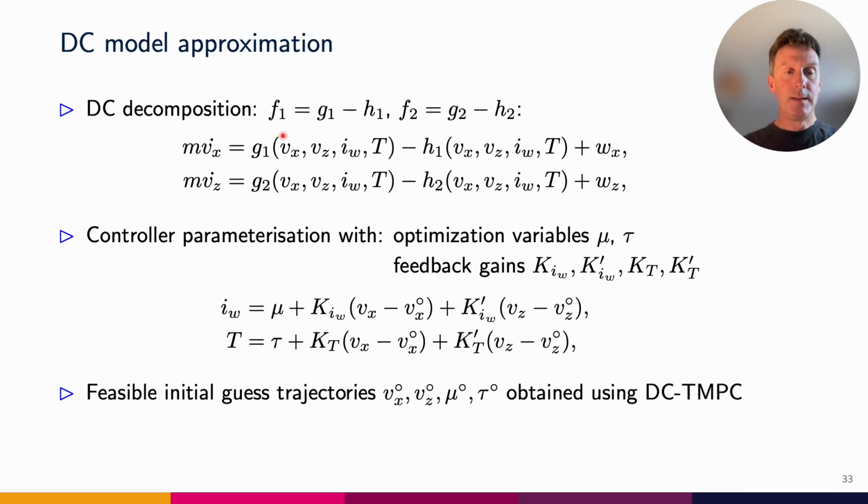We apply the DC decomposition approach to the system dynamics, and here we're using the polynomial approximation method to provide the DC decomposition for the X and the Z dynamics. The controller is parameterized as a two-term controller with a feedback term which involves feedback gains that are computed offline, multiplying the errors in the states relative to the desired reference trajectory. And added to this are perturbations which are optimized in the online MPC optimization.